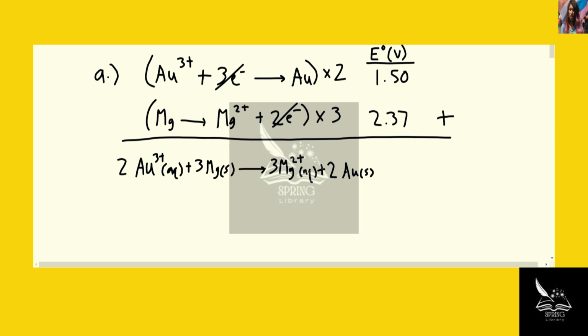And now, since we rearranged these half reactions in this way, we see that the cell potential comes out to a positive value, which is what we want for a galvanic cell. So we add those two potentials together, 1.50 plus 2.37. We see that comes out to 3.87 volts, which is the answer for part A.